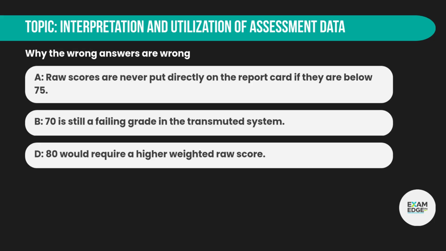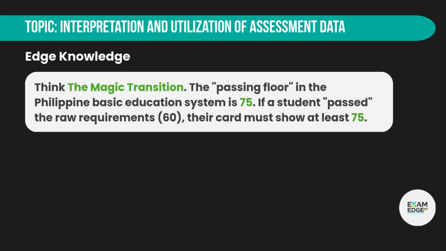Why the wrong answers are wrong. A. Raw scores are never put directly on the report card if they are below 75. B. 70 is still a failing grade in the transmuted system. D. 80 would require a higher weighted raw score. Edge knowledge. Think the magic transition. The passing floor in the Philippine basic education system is 75. If a student passed the raw requirements, 60, their card must show at least 75.